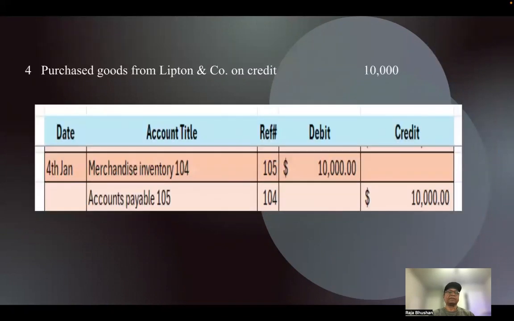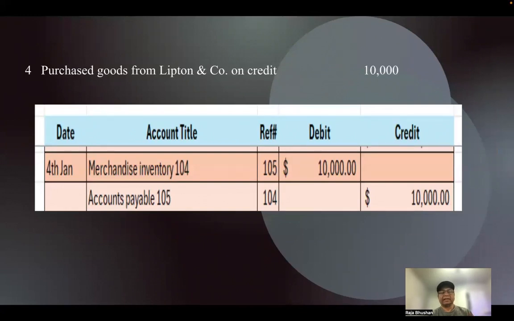The fourth one: purchased goods from Lipton and Company on credit, $10,000. That means what happened here? We purchased merchandise inventory again, but this time we did not pay cash. We got it on credit. Accounts payable means we promise them to pay at a later date. So accounts payable is the title of the account. These are the suppliers to whom the business owes money.